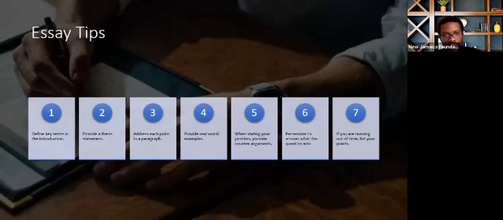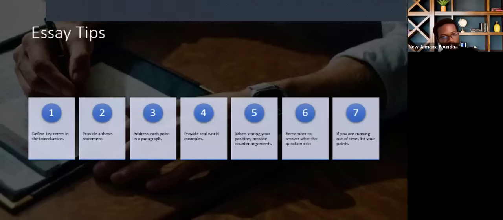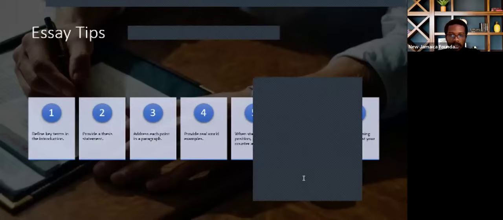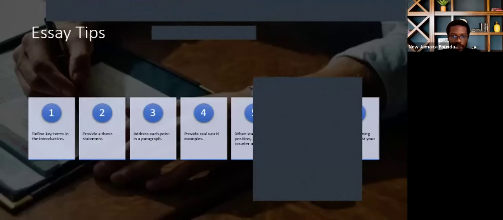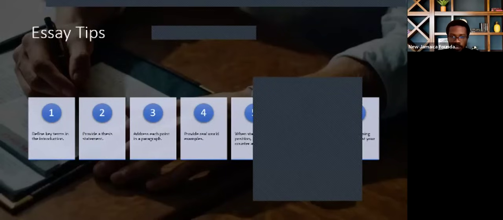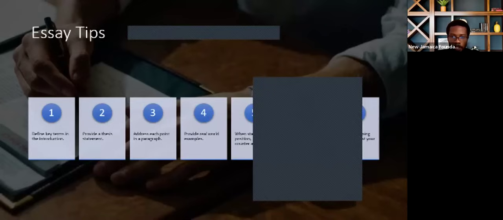3, address each point in a paragraph. A challenge I've seen in several of the examiners' reports is that the essays aren't as structured to maximize the ability to understand what is being said. So PEEL. Someone mentioned, if you face a challenge with trying to structure your example, use PEEL. I'm going to make a note of it here, which is point, example, or point, explain, example, link.